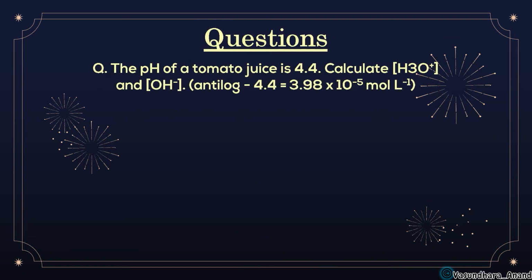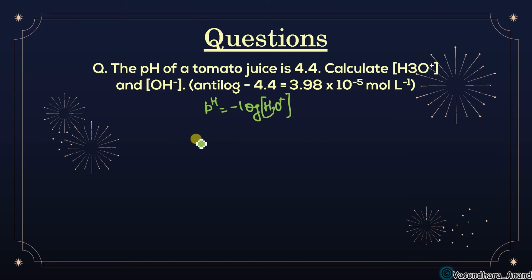Okay. So here's another question. The pH of a tomato juice is 4.4. Calculate H3O plus and OH minus. Take the anti-log. So do it in the same way. We know that pH is equal to minus log H3O plus. So we want the H3O plus concentration.